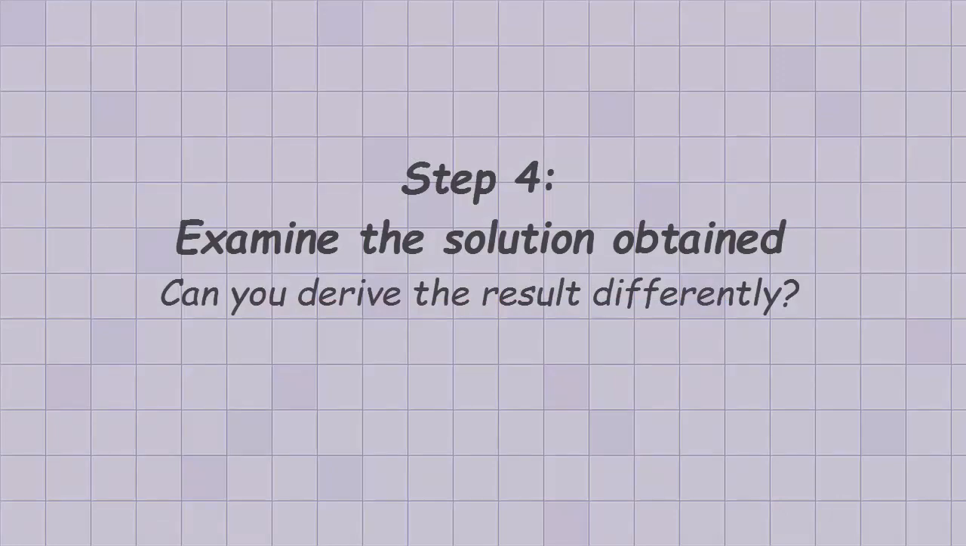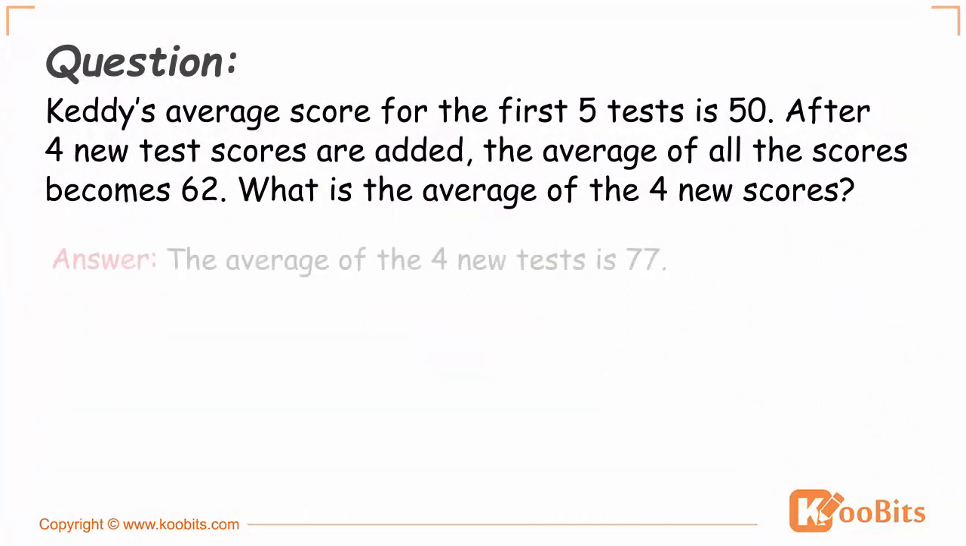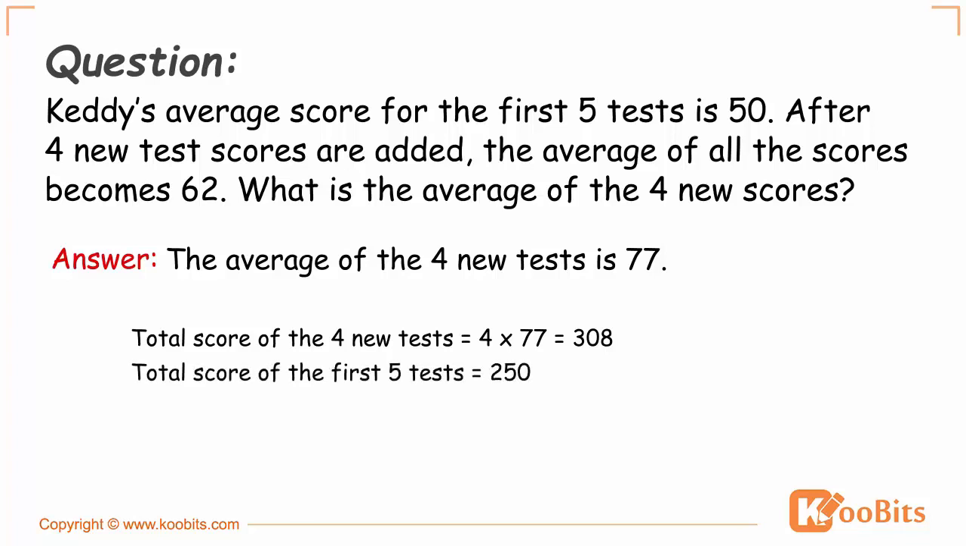Let's move on to check our answers and ensure they are correct. From our answer, we know that the average of the 4 new tests is 77. The total score of the 4 new tests is equal to 77 multiplied by 4 equals 308. The total score of the first 5 tests is equal to 250. The total score of all 9 tests is equal to 308 plus 250 equals 558.